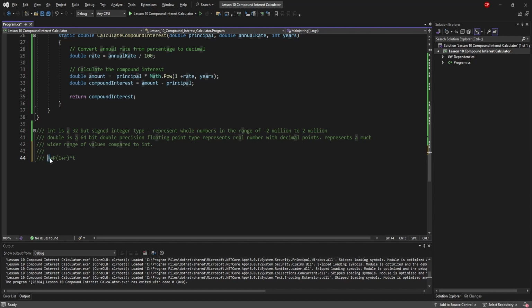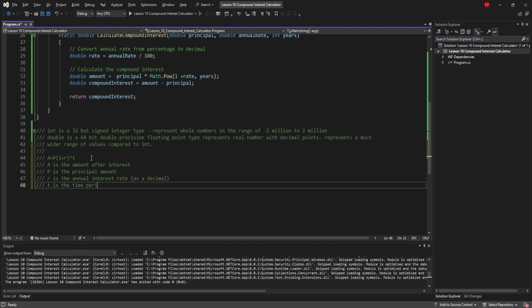So this A is annual interest. You know what? Let's just write it out. A is the amount after interest. P is the principal amount. R is the annual interest rate as a decimal. Remember, we changed it to a decimal. T is the time period in years.